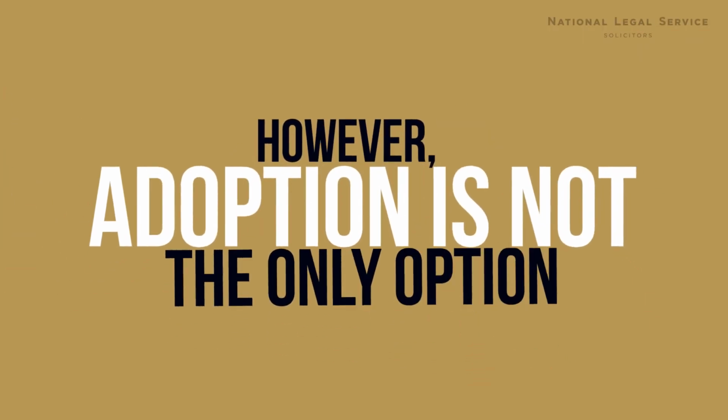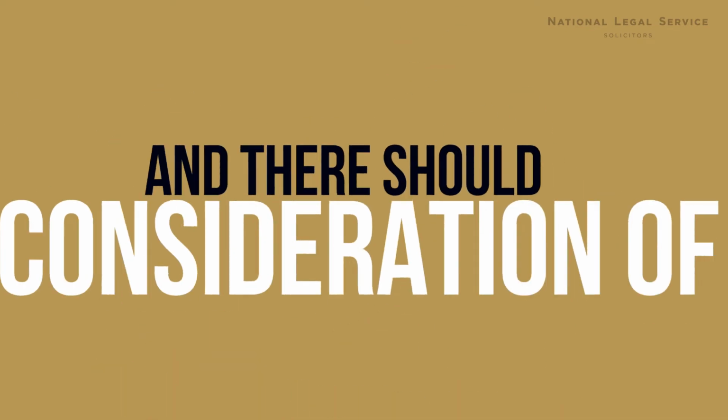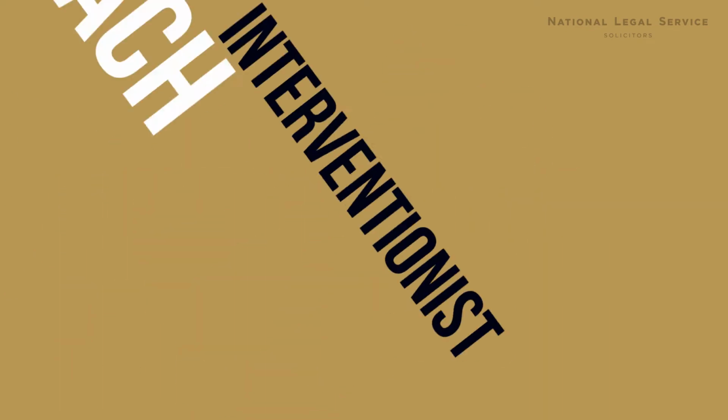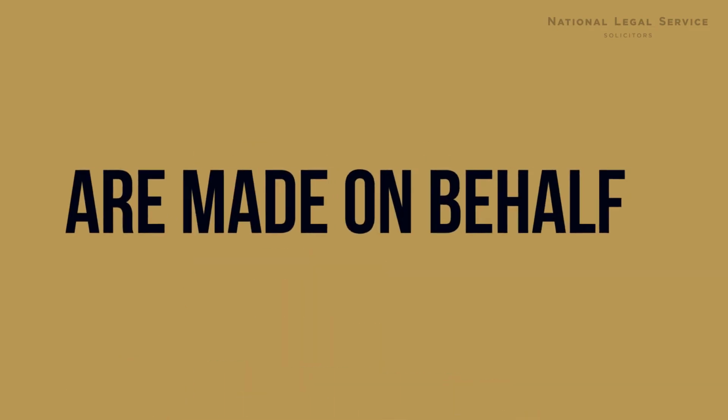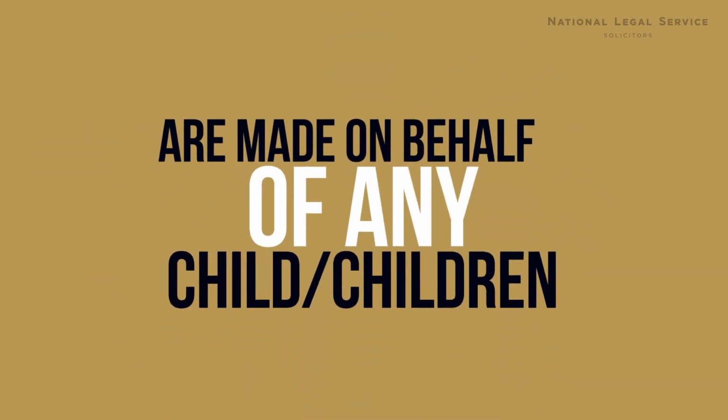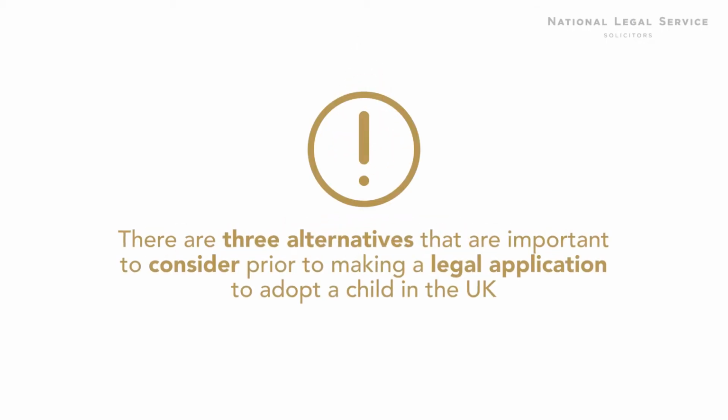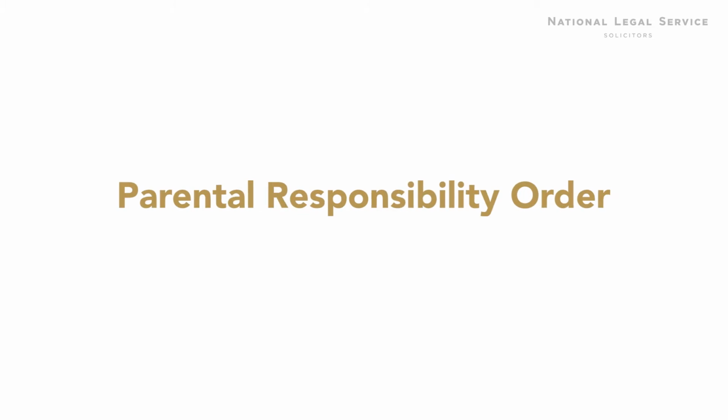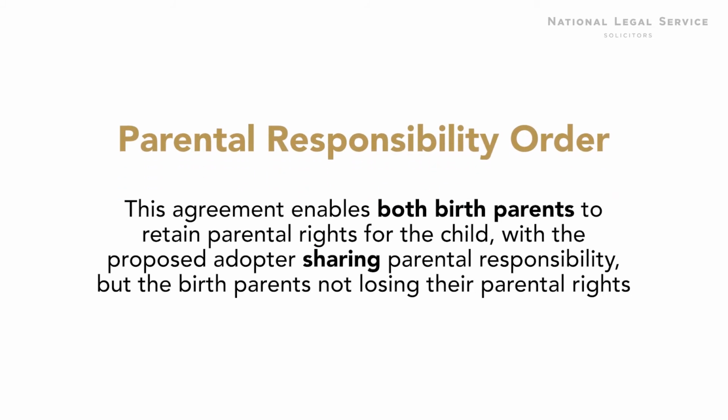However, adoption is not the only option, and there should be consideration of the least interventionist approach whenever applications are made on behalf of any child or children. There are 3 alternatives that are important to consider prior to making a legal application to adopt a child in the UK. Parental Responsibility Order. This agreement enables both birth parents to retain parental rights for the child, with the proposed adopter sharing parental responsibility, but the birth parents not losing their parental rights.